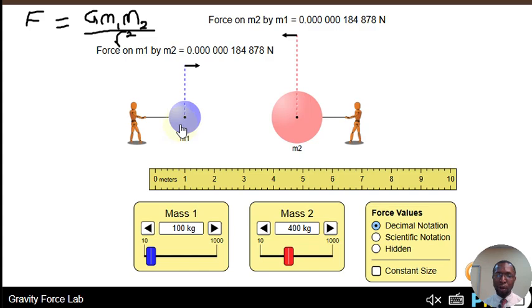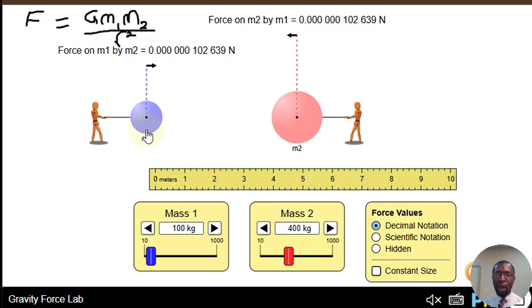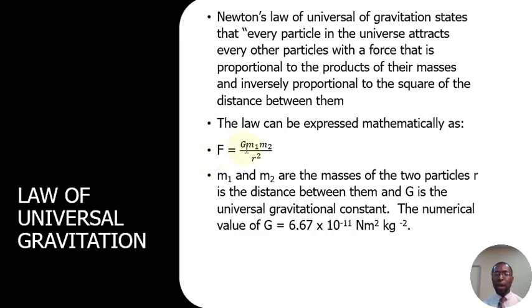And the more the distance between them, the lesser the force. So when the distance between them is smaller, the force between them increases. But when the distance between the two masses is bigger, then the force between them reduces. That's what Newton's law of gravitation is saying. Okay, so let's go back to what we were talking about. We could see that F, which represents the force, is proportional to the product of their masses. That means if you multiply the masses together, the higher the value, the higher the force acting on them. So the force is proportional to the product of the masses, m1 and m2, and inversely proportional to the square of the distance between them.